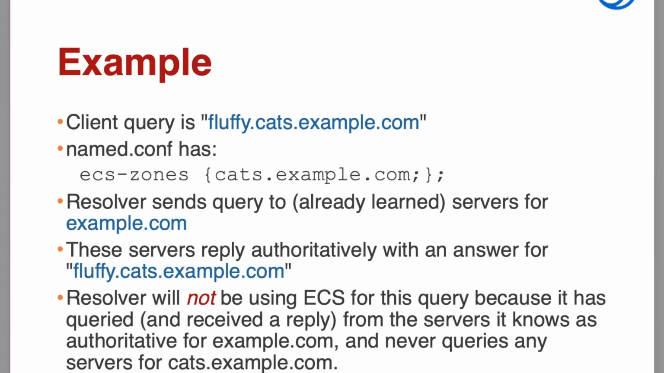So this is where I'm trying to explain that whether or not to use ECS is based on the name servers and the zone for which they are authoritative being compared with the ECS zones configuration. I hope that makes sense. If it doesn't, please do ask afterwards.